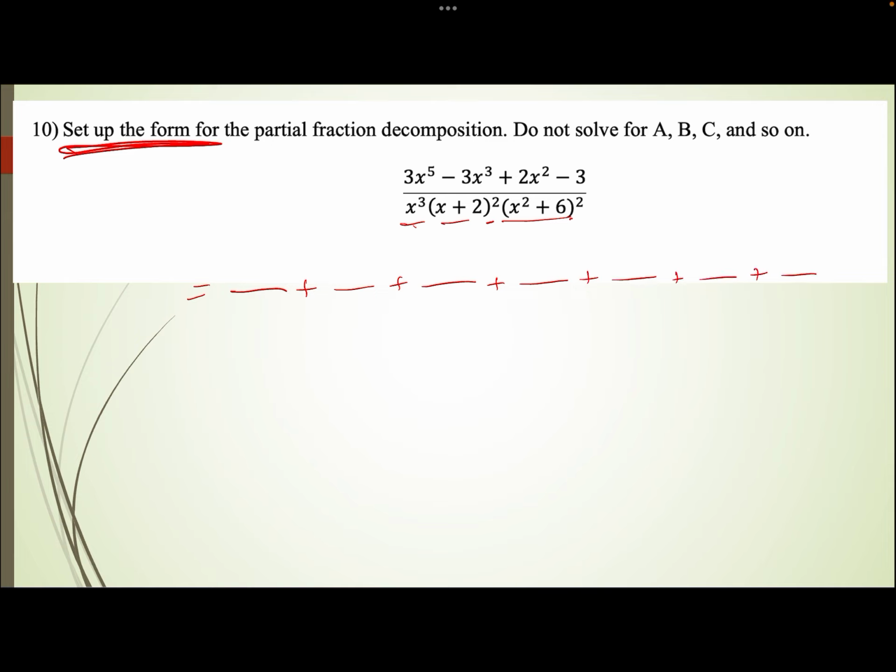Now I need to remember what I do with a repeating linear. I do x cubed, x squared, and x. If it's linear, I just put the a, b, or c over the top of it. This is another linear, but it's also repeating. So I do x plus 2 squared and x plus 2 and put a d and an e over it.